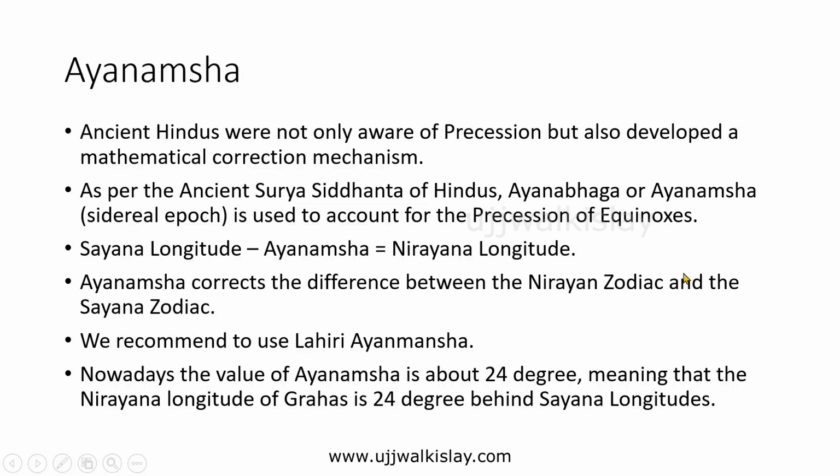Nowadays, the value of Ayanamsh is about 24 degrees. Hence, the Nirayan longitude of Grahas is 24 degrees behind the Sayan longitude. This is the reason if you make a horoscope using the sidereal system and tropical system, you will observe difference in the position of the Lagna as well as all the planets.